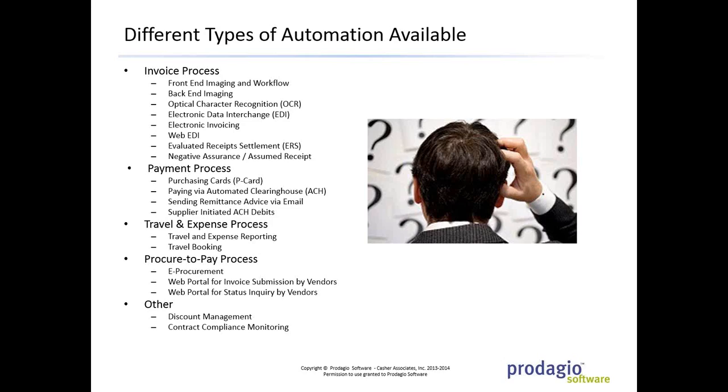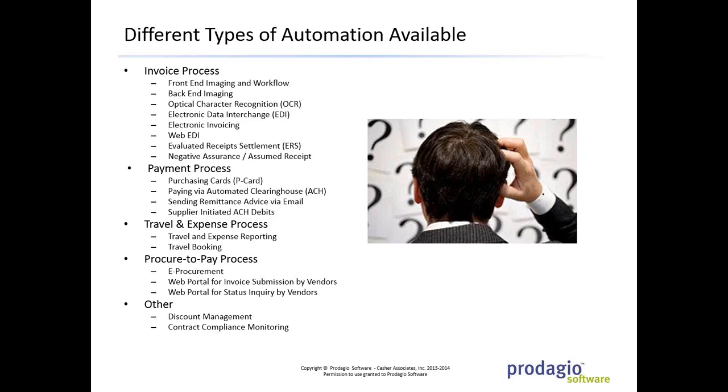Negative assurance and assumed receipt is a variation on this. This is a case where there is no receiving document. We assume if we got an invoice and it was against the PO and there were no issues or problems, that the invoice is correct. Again, a technology that is available that can improve productivity but not very widely used.